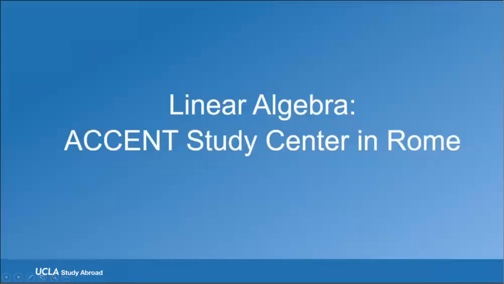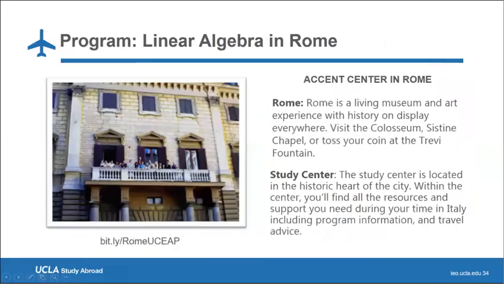Linear algebra, let's speak about the Accent Study Center in Rome. In Rome, quite honestly, Rome is a living museum. You'll have art displayed everywhere, history everywhere you walk. When you are in Rome, you can visit the Colosseum, you can visit the Sistine Chapel, or there's a famous saying, if you toss your coin over your left shoulder at the fountain at Trevi, your wish will come true. So you can explore that while you are in Rome.